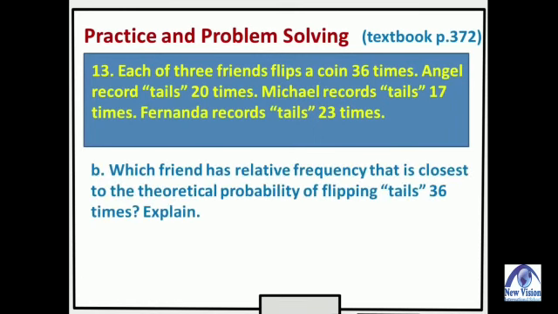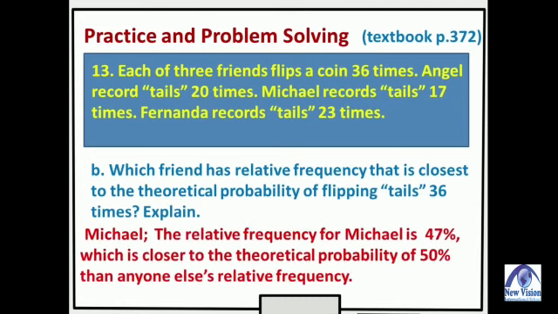Letter B. Which friend has the relative frequency that is closest to the theoretical probability of flipping tails? Explain. It's Michael. The relative frequency for Michael is 47%, which is closer to the theoretical probability of 50% than anyone else's relative frequency.